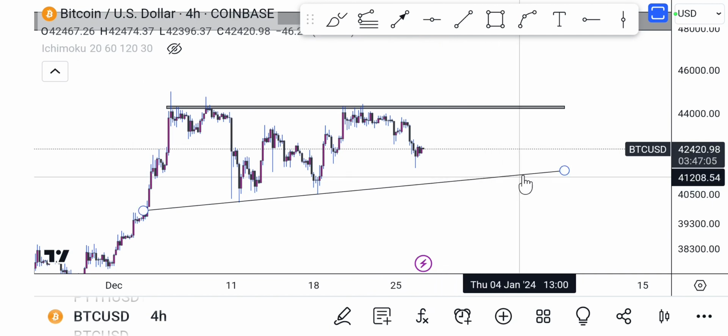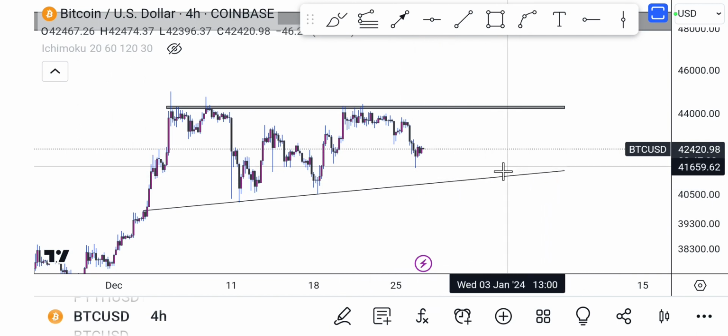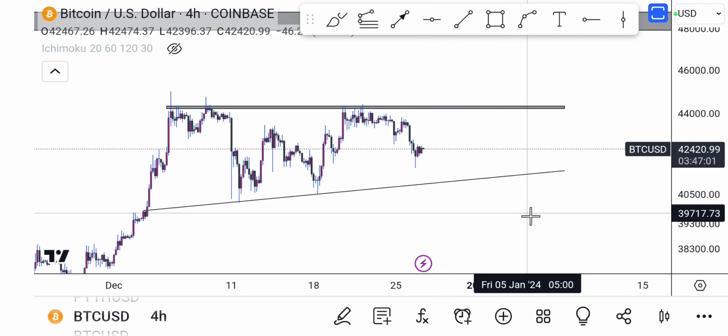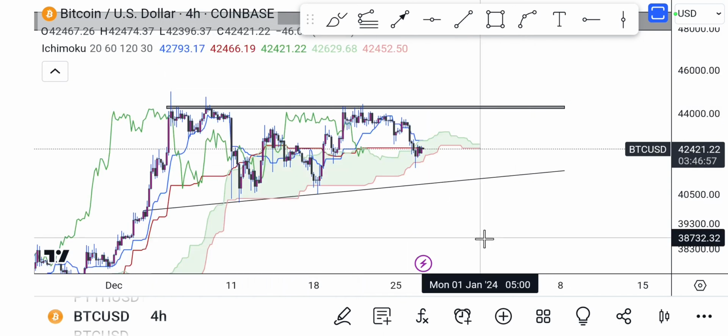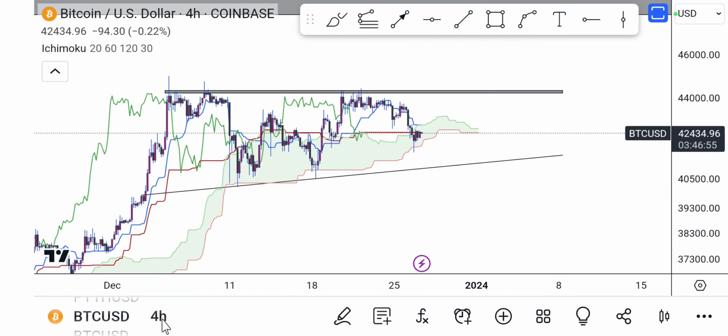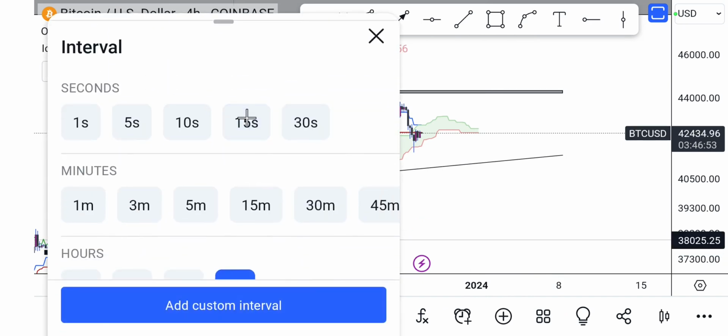If price doesn't hold along this upsloping support, we might get price pushing lower. And why is that? Let's go to the daily time frame here.